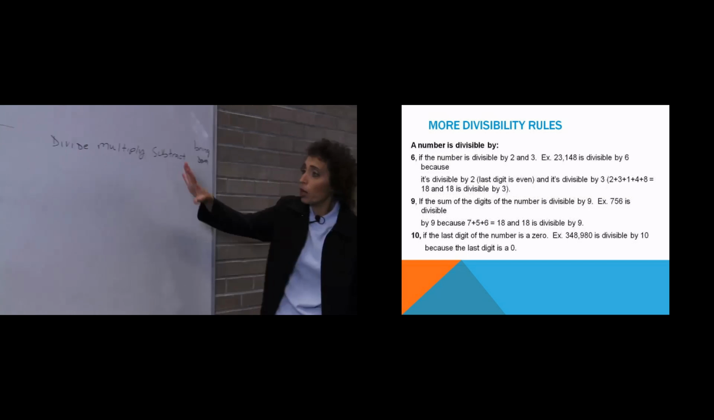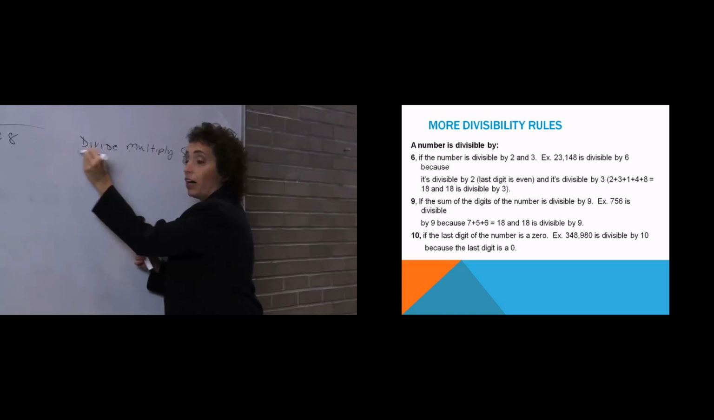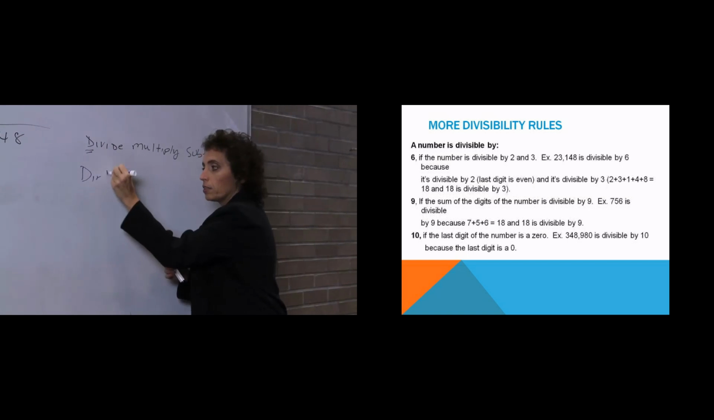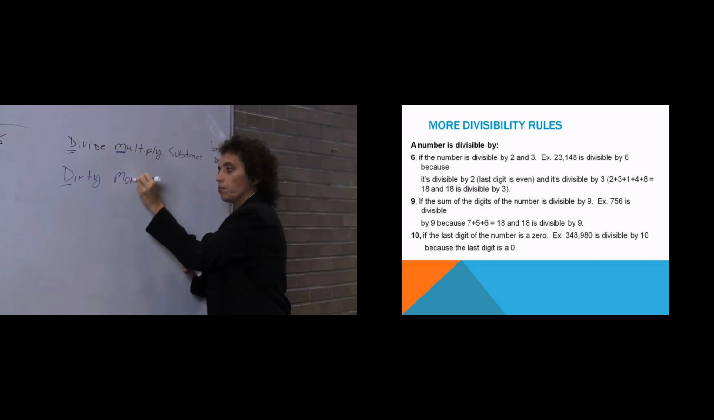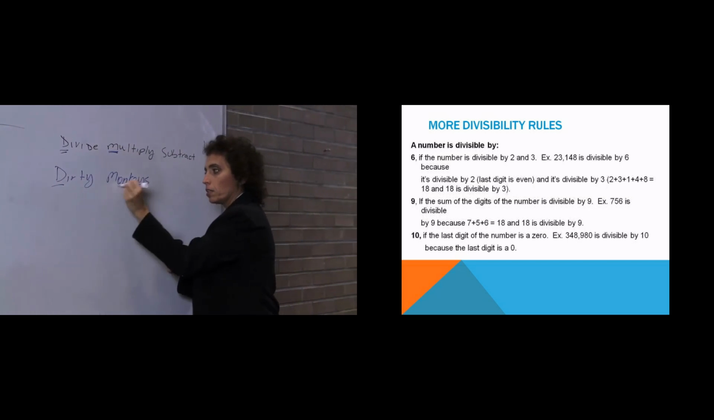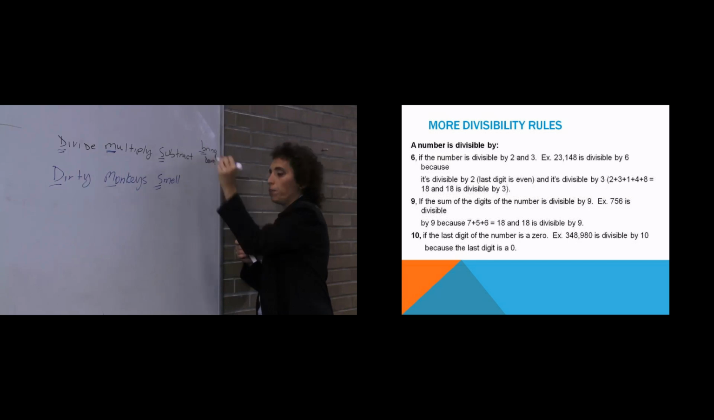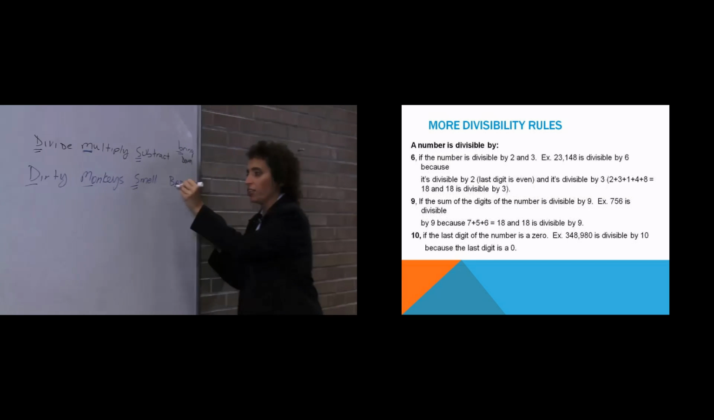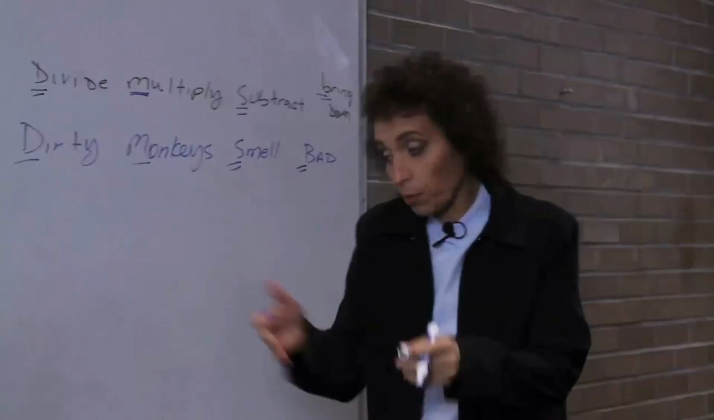Now, in order to memorize that, you can think of this. Ready? D for divide, dirty. M for multiply, monkeys. S for subtract, smell. B for bring down, bad. Dirty monkeys smell bad. I really don't know if they do, but I assume they do. It doesn't matter, but you probably would remember dirty monkeys smell bad.